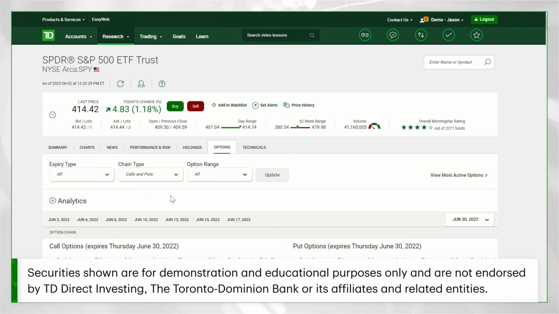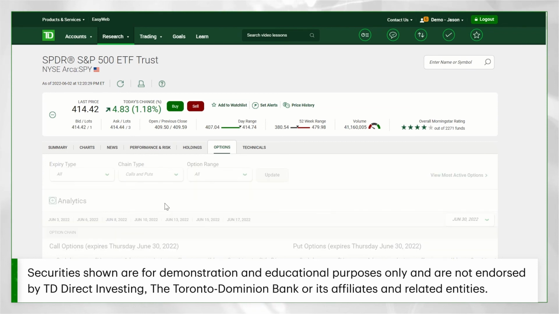To find the option Greeks information on the option chain, we need to select the plus symbol next to analytics located just above the option expiration dates.